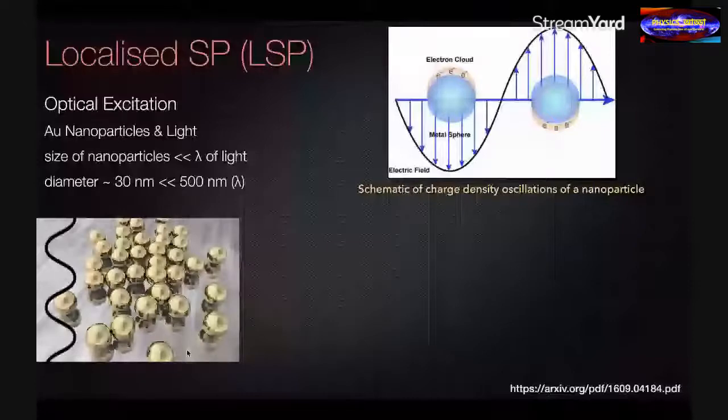They get polarized. Remember also that the electric field oscillates, which essentially means that the polarization induced on the small nanoparticles also changes, and they go on oscillating along with the electric field. And these charge density oscillations are the oscillations of individual nanoparticles.